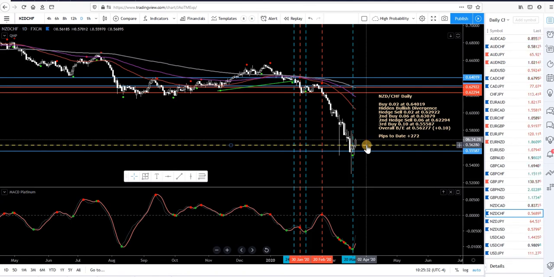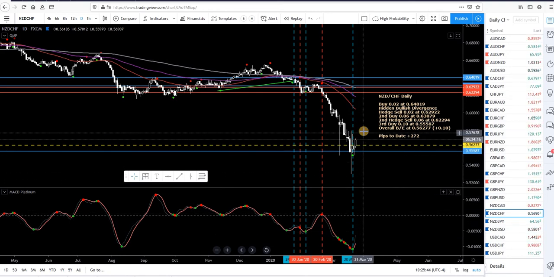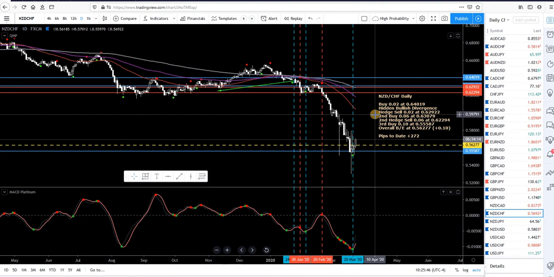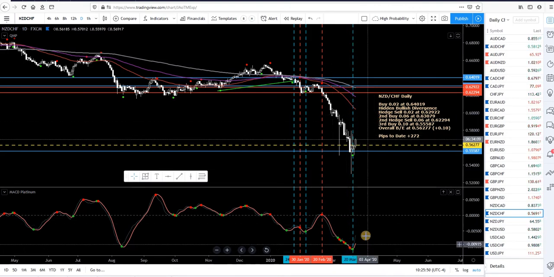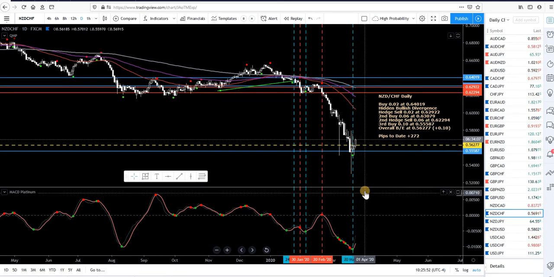And overall break even for all trades is this yellow line, and price is already above that, which is good. But the MACD Platinum's way below the 0 level, so I just want to try and bring this back up to the 0 level, and hopefully the price will keep on going up. If it doesn't, then I'll have to work my way out of it again. But as long as that stays below the 0 level, yeah, I could close all the trades and be at small profit there, so it doesn't matter.